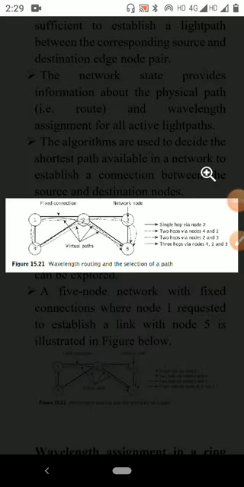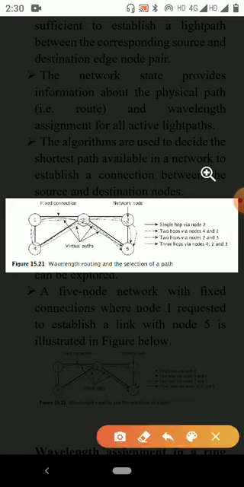A 5-node network with fixed connections, where node 1 requested to establish a link with node 5, is illustrated in this figure. Node 1 and node 5. There is no direct physical connection or path available. There are 4 possibilities to establish the link between node 1 and node 5, depending on the availability or assigned wavelengths between each of the network nodes.